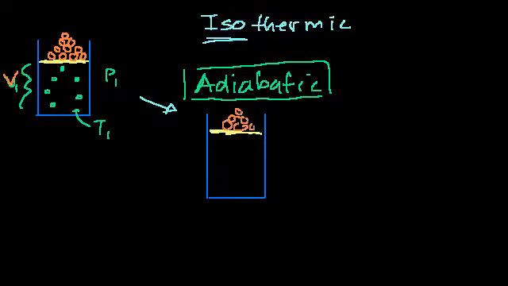Since I have the same number of molecules, they're going to bump into this less. So pressure is going to go down. Volume is going to go up. And if I was adiabatic, if I had no extra heat being added to the system, what do I know is going to happen to the temperature?